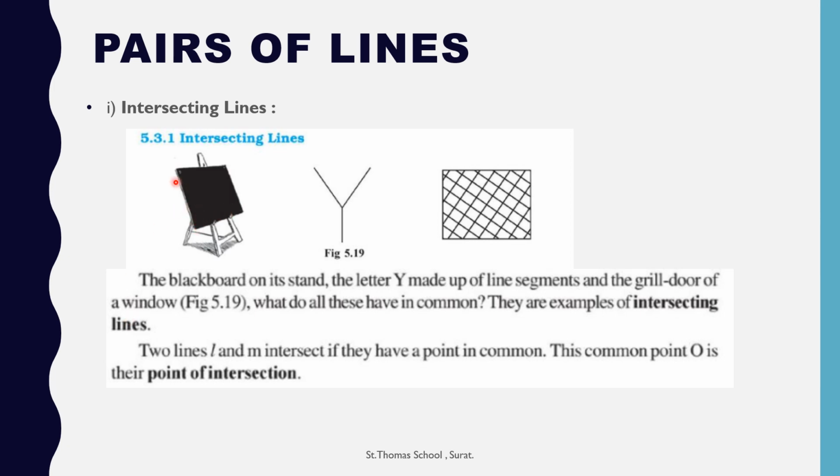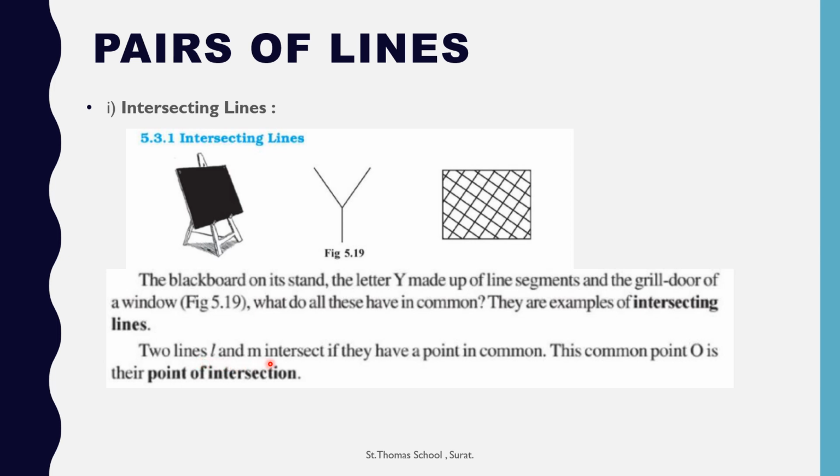Here you can see that this board and the stand both intersect at a common point here. Right? Same way, this board and this stand have another intersecting point. Same way you can find more intersecting points. In the case of Y, this line segment and this line segment both intersect at the point here. Same way this line segment and this line segment again intersect at the same point. Okay. The next one, grill door of a window. You can see that there are more intersecting lines here.